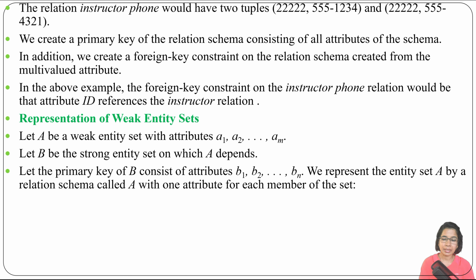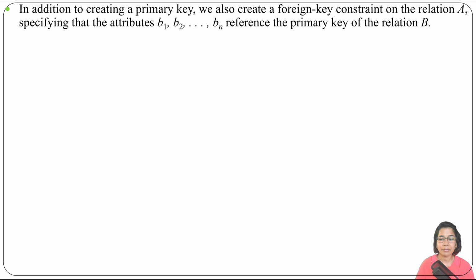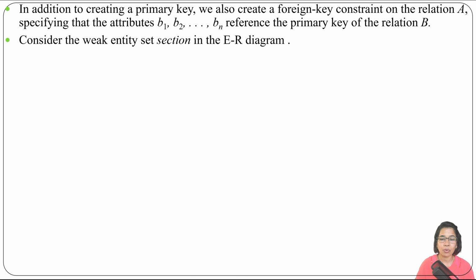Suppose A is a weak entity having attributes A1, A2 till AM, and B is the strong entity on which A depends, and B's attributes are B1, B2, Bn. These are the B key attributes. Then for the weak entity relational schema, we will add A1 to AM, its own discriminator, plus the primary key of its owner entity set. So both will be added in the weak entity set relational schema. The primary key will be the combination of the owner primary key and the discriminator of the weak entity set. There we also add the foreign key constraint referencing its owner entity.